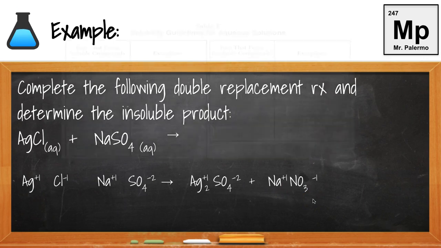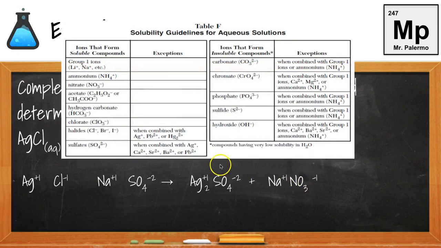Next thing we're going to do, look on Table F. And so let's look up this anion, sulfate. I'm going to find sulfate here. It's in our soluble column. We're going to check our exceptions, and it says except when combined with Ag+. So when it's combined with Ag+, it's no longer soluble, it becomes insoluble. So that's going to be my solid precipitate.